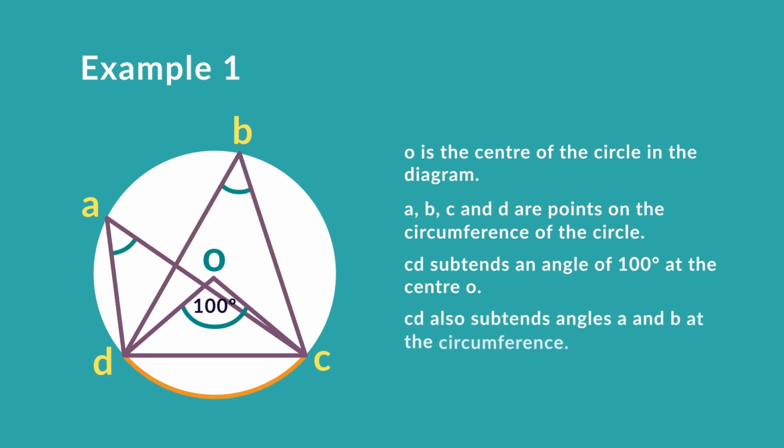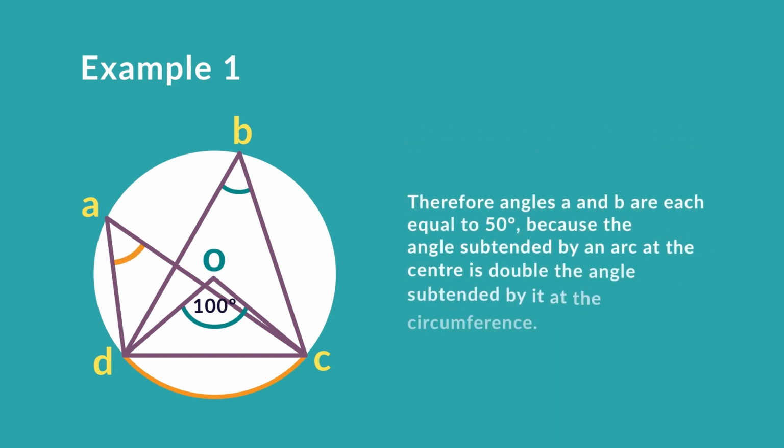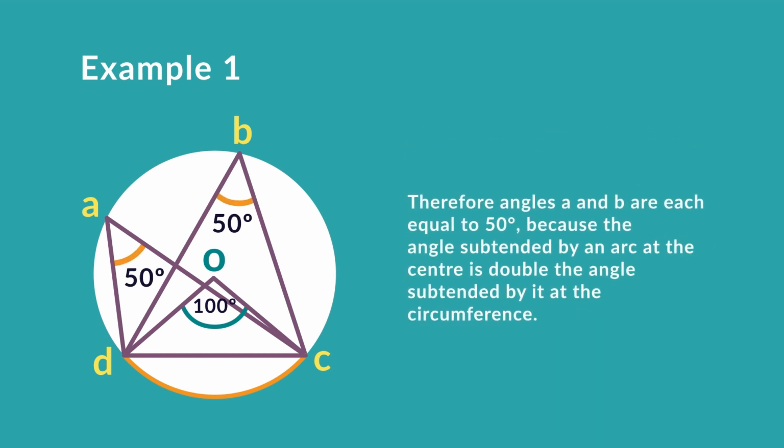Angles A and B are both subtended by the same arc or chord CD, and A and B are both points on the circumference. Therefore, angles A and B are each equal to 50 degrees, because the angle subtended by a chord or arc at the center of the circle is double the angle subtended by it at the circumference.